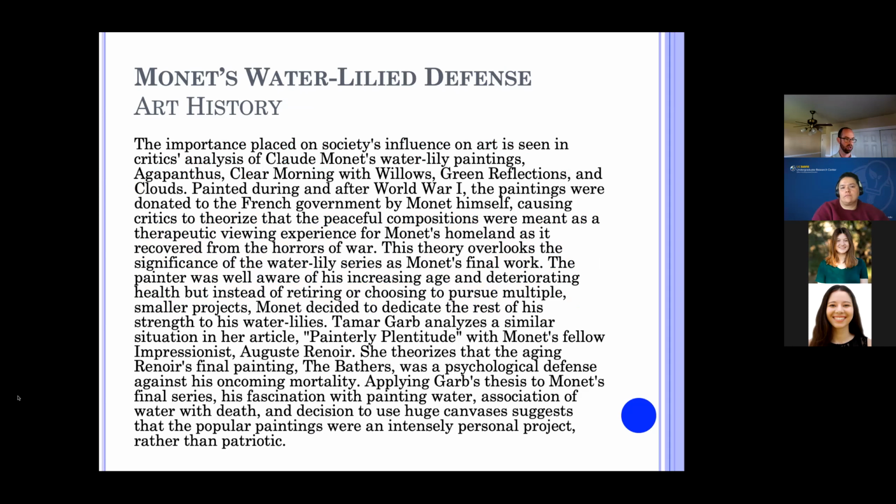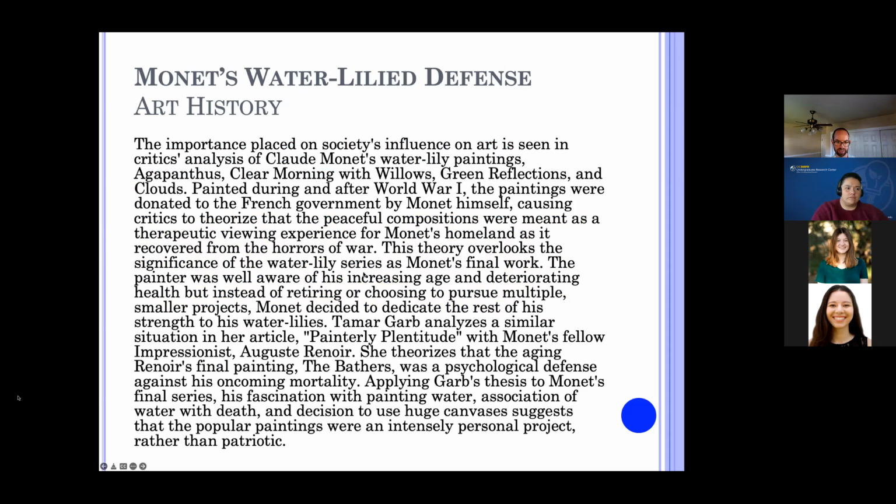Yeah, this is the one that I did. Okay, do you want to walk us through what you found? Yeah, Jenna? So I was a bit confused. I really actually liked this abstract. I think the background and context starts with: painted during and after World War I. These paintings were donated to the French government by Monet himself, all the way up until the horrors of war. I thought that was the background and context.